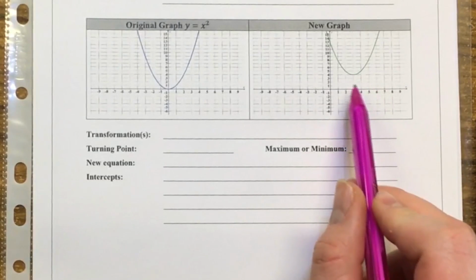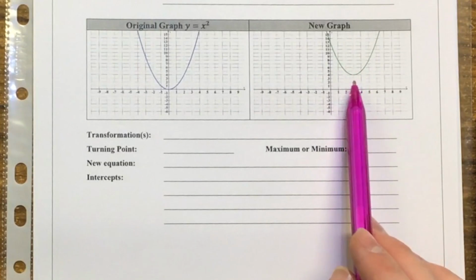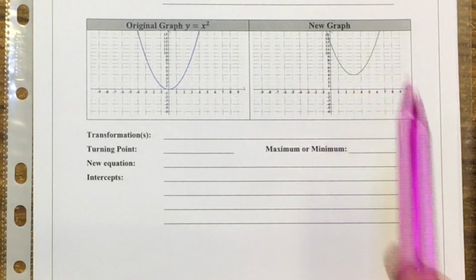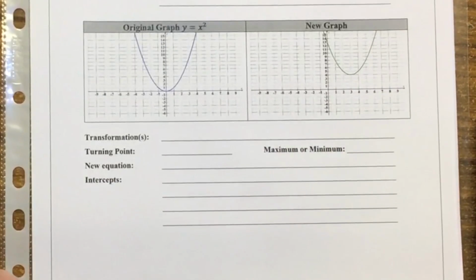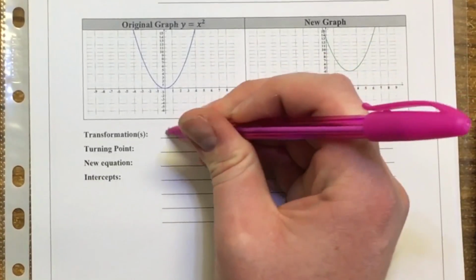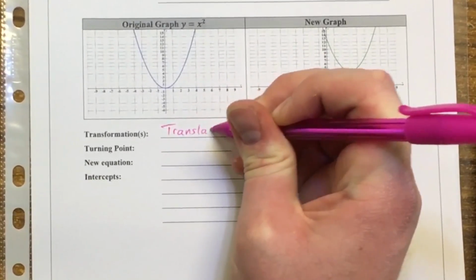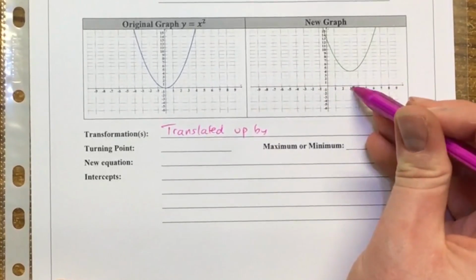Now, this one again has multiple transformations. Anyone keen to tell me what's happened with this one? I heard several things there. What's one of the translations, Mr. Musgrove? It's gone up by 4, and then what? Yep, 3 to the right. It's 3 to the right, yep.